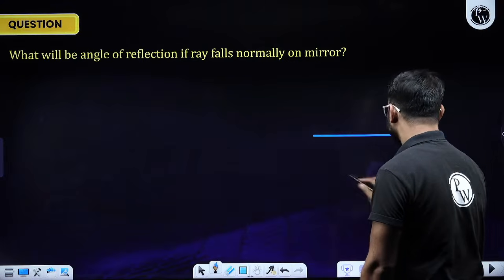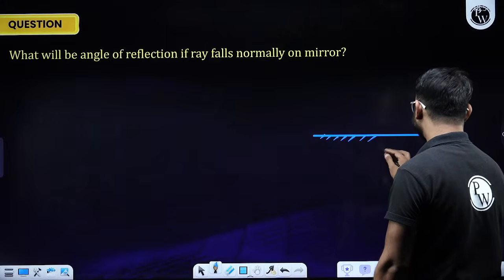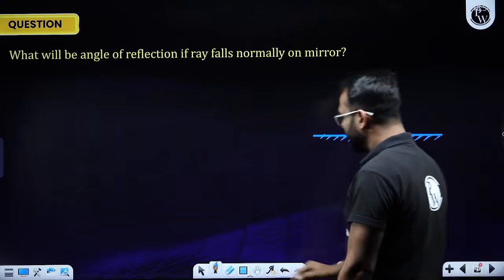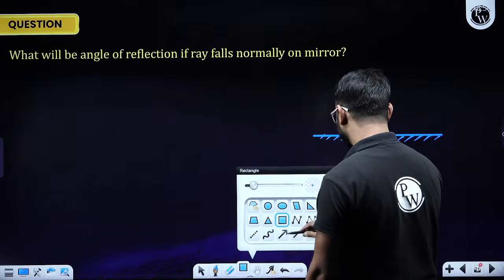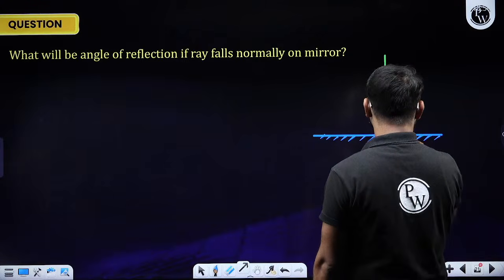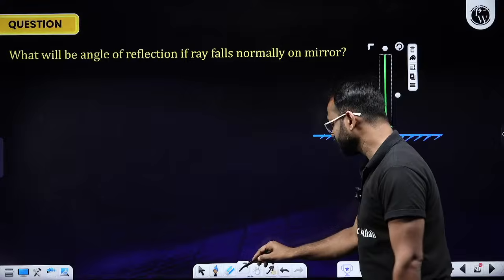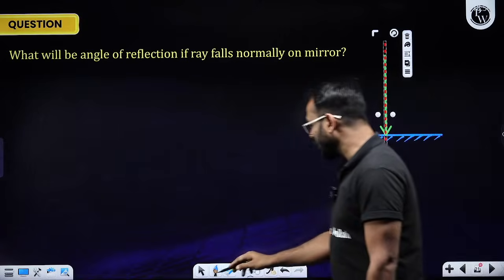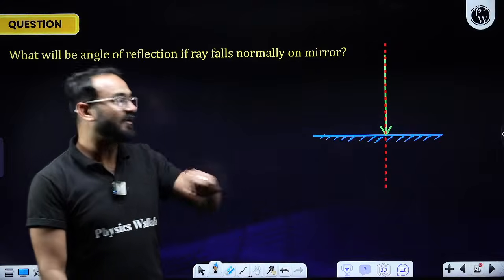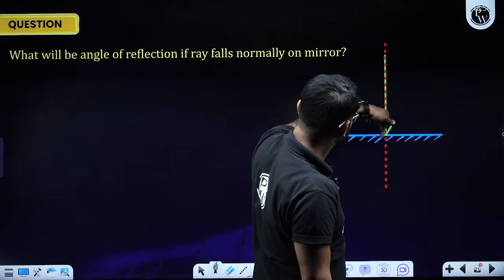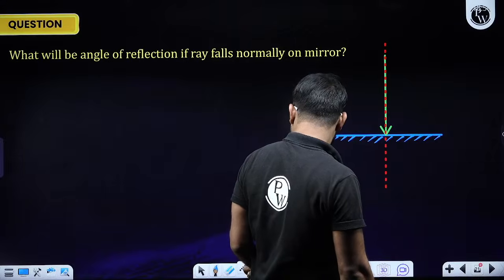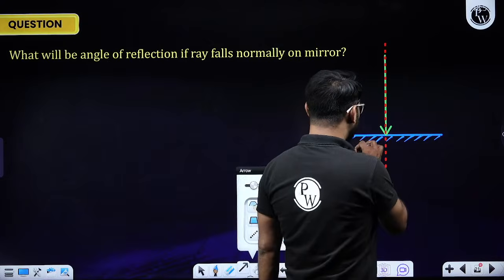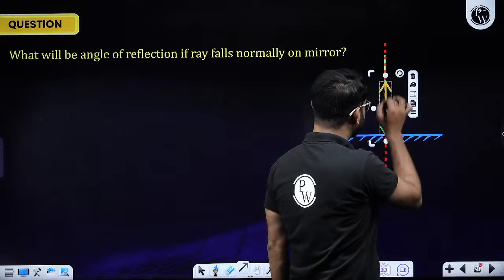Let me explain. If this is your plane mirror, it is just like you are throwing a ball towards a plane surface. That's your normal. So if the ray of light is incident normally, what is going to happen? The answer is quite easy. It is going to reflect back along the same path.